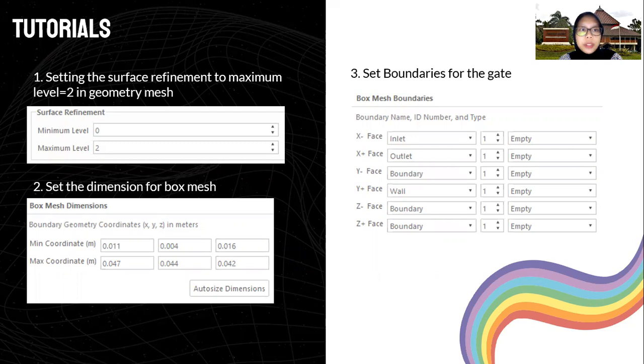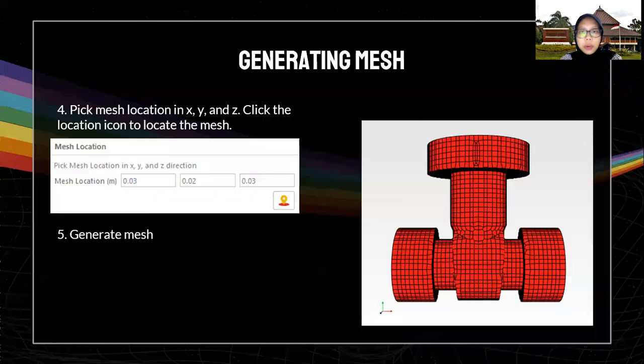First of all, we should set the surface refinement to maximum level 2 in geometry mesh. And then we have to set the dimension for box mesh. I'm using the auto size dimensions. And then we set boundaries for the gate. In X negative, we set it as inlet, and in X positive, we set it as outlet, and in Y negative, we set it as boundary, and Y positive as wall.